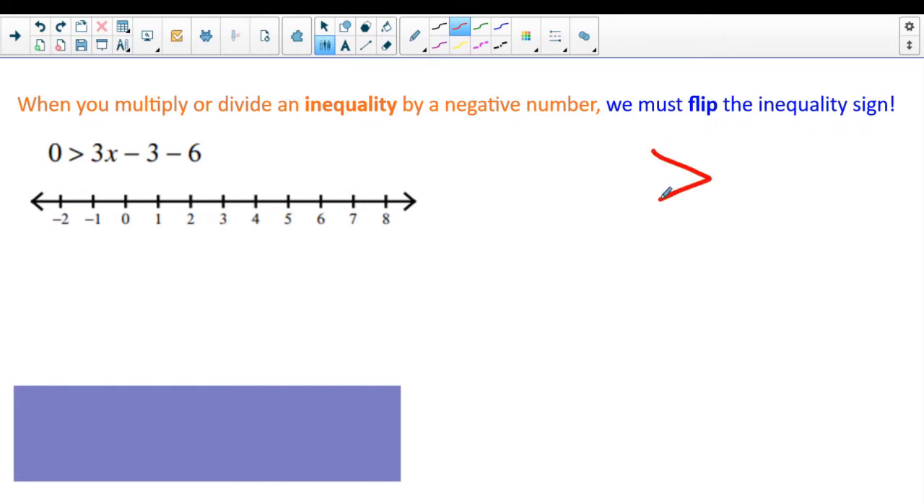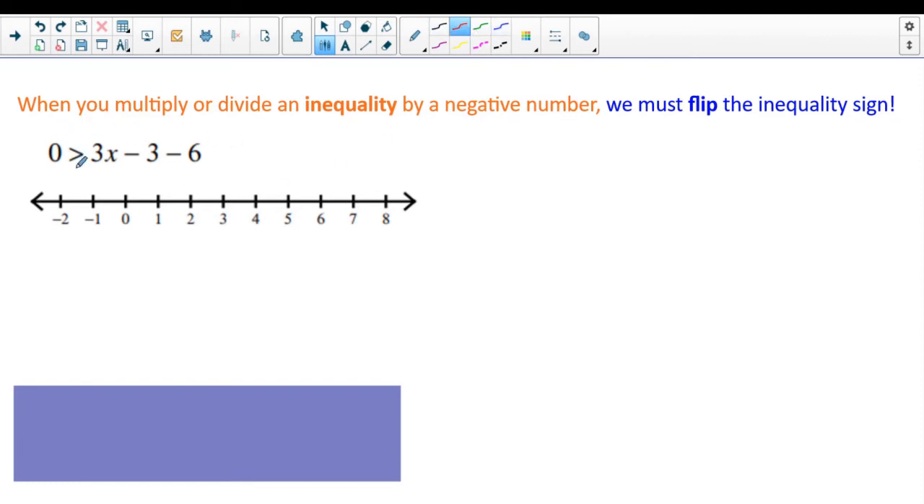So if it's facing this way, I would flip it around so it's facing the other direction. But besides that, it's really just the same steps as solving an algebraic equation, right? We have two rules for that, basically. The first rule is we can use opposites to cancel things out. And the second rule is we have to keep that equation balanced. Whatever we do to one side, we have to do to the other side. Besides that, it's really just the same concept.